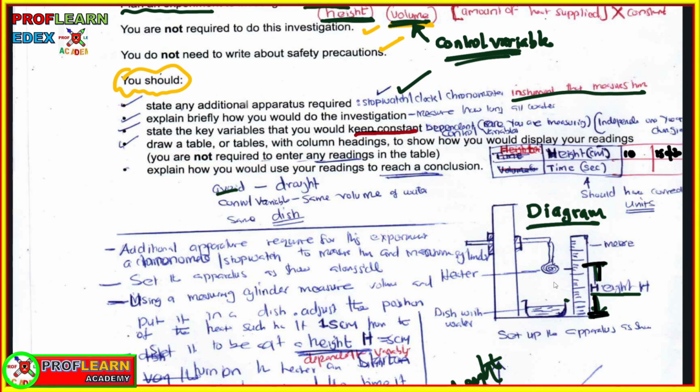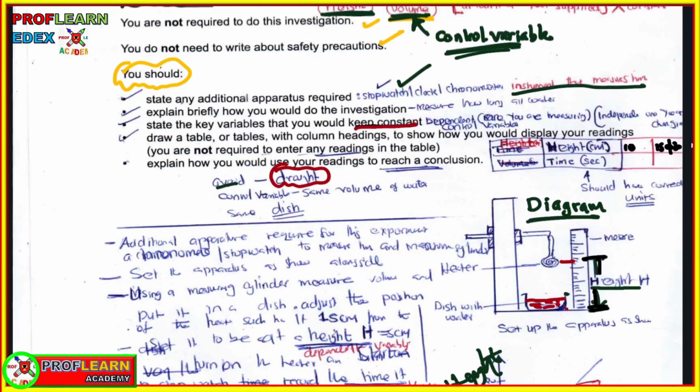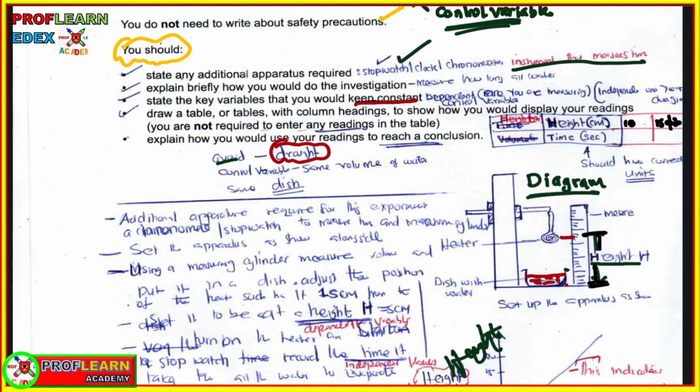For my case here, what I'm going to keep constant is the volume of water that I'm evaporating. So I have to ensure that the volume is constant. I should also avoid draughts in this experiment, because if there is a draught or a lot of wind flowing around, this is going to increase the rate of evaporation, and it's going to affect the experiment. So whenever you are answering this question, try to figure out which variables can affect the experiment, and then mention them.